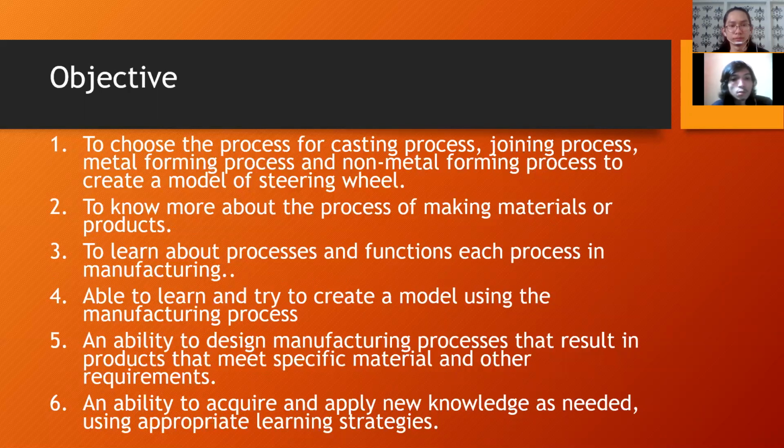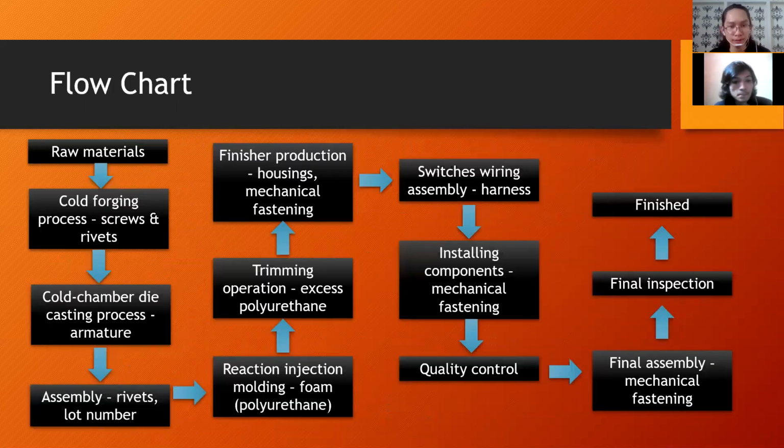Then, to know more about the process of making materials or products. Next, to learn about processes and their functions in manufacturing. Then, to be able to learn and try to create a model using the manufacturing process. Then, an ability to design manufacturing processes that result in products that meet specific material and other requirements. Last, an ability to acquire and apply new knowledge as needed using appropriate learning strategies. So this is the flowchart of making the steering wheel for our product.